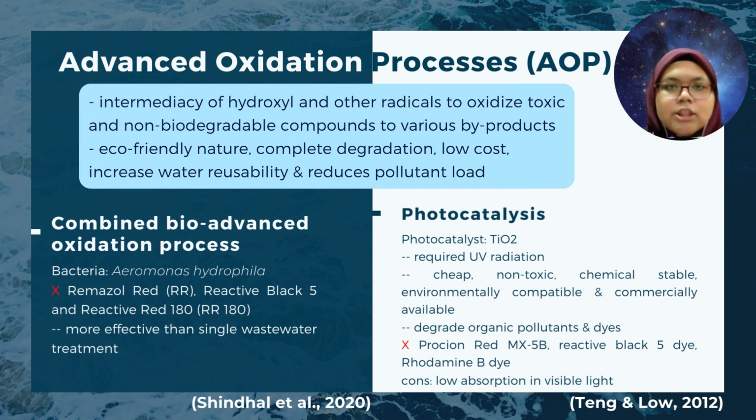Next, advanced oxidation process, AOP, is also one of the technologies being used in color pigment removal. AOP uses the intermediacy of hydroxyl and other radicals to oxidize toxic and non-biodegradable compounds to various byproducts. Some advantages of AOP are its eco-friendly nature, complete degradation, low cost, increased water usability, and reduced pollutant load.